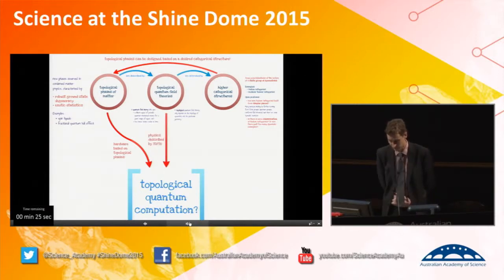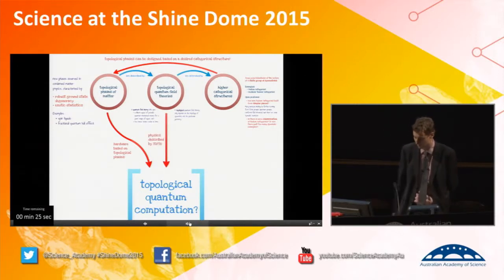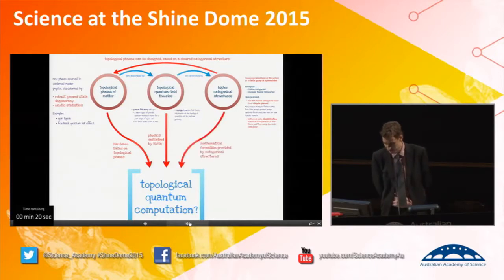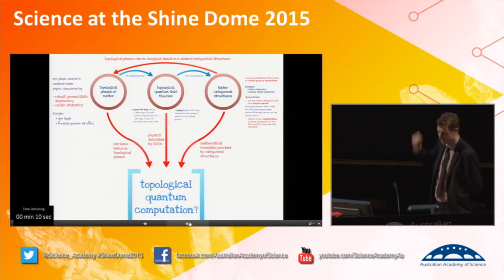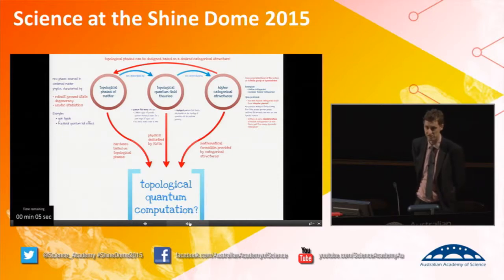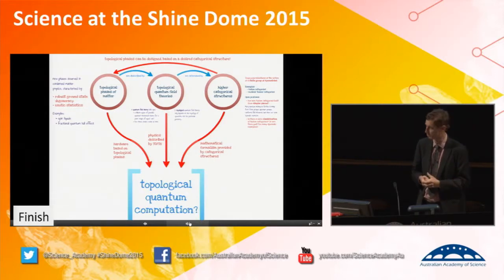The physics of these topological computers would be described by topological quantum field theories, and the mathematical formalism for these computers would be provided by these notions of higher categories. And just as a very brief indication of why this is an interesting proposal, these topological phases of matter, if you remember at the beginning, exhibit this robust ground state degeneracy. And this is very important because it gives us a collection of quantum mechanical states which are extremely well protected from the environment, and we effectively have inherent error correction built into the hardware level of a quantum computer built on this model. Thank you.